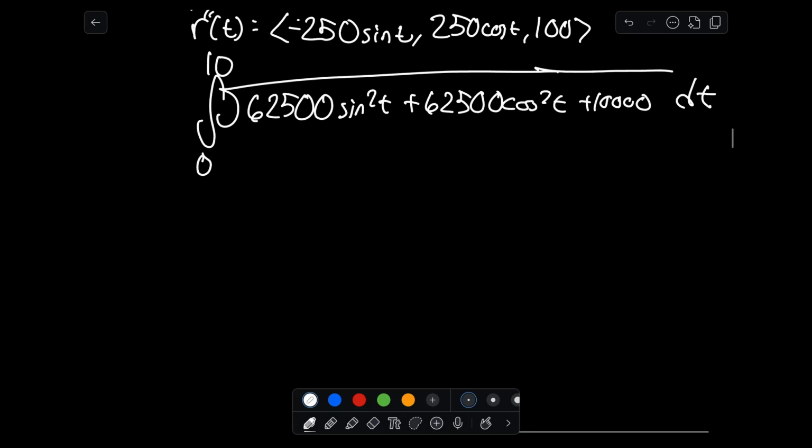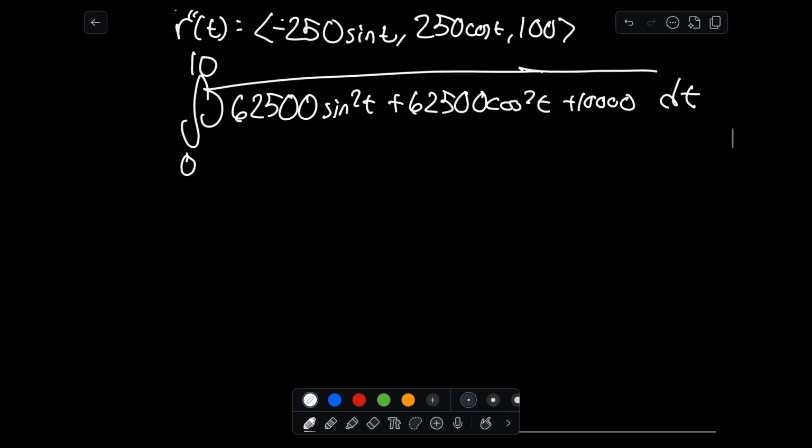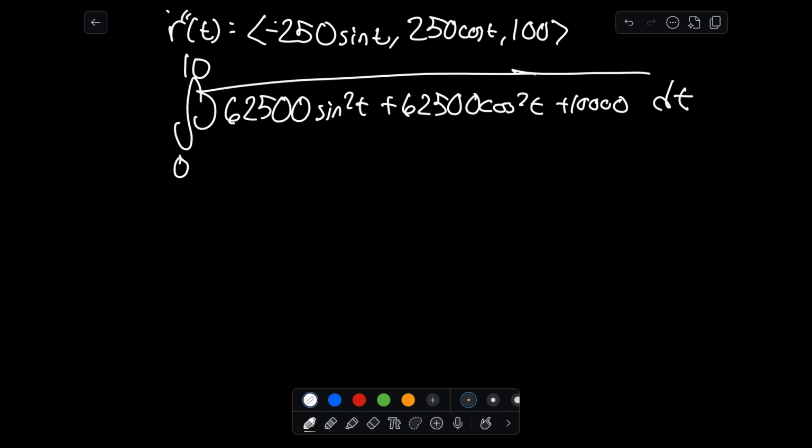And then 62,500. Factor that out, you get sine squared t plus cosine squared t. That's just going to be 1. A lot of these examples with helixes and a lot of trig identities, they're going to come down to if you know your Pythagorean identities. So that's also really, really important. If you have a test or an exam, just remember those Pythagorean identities. Remember 2 sine t cosine t equals sine 2t. Remember your double angle identities. Remember your half angle identities.